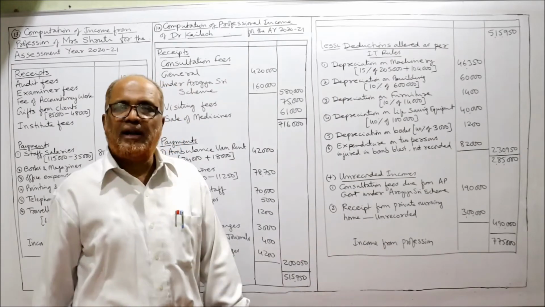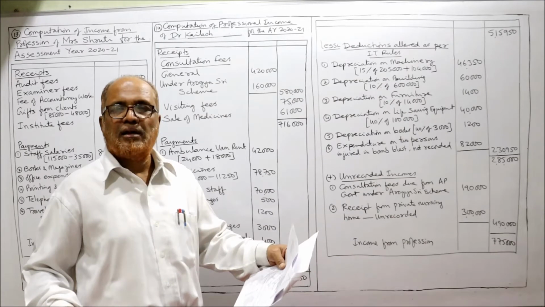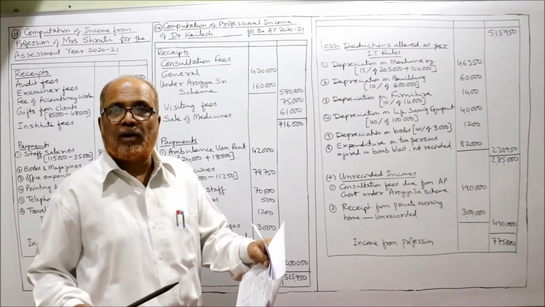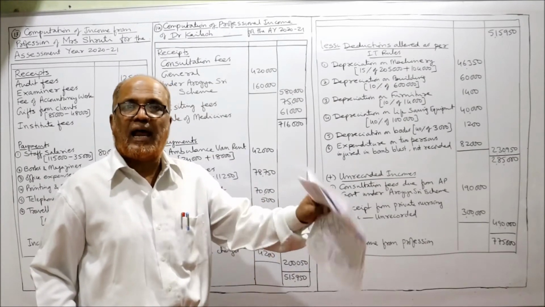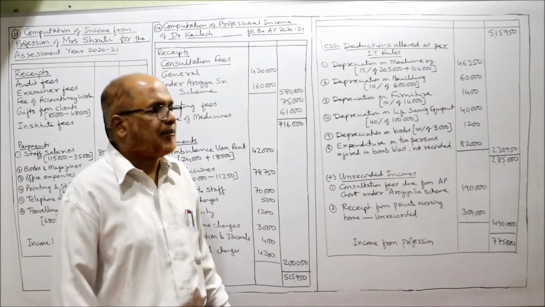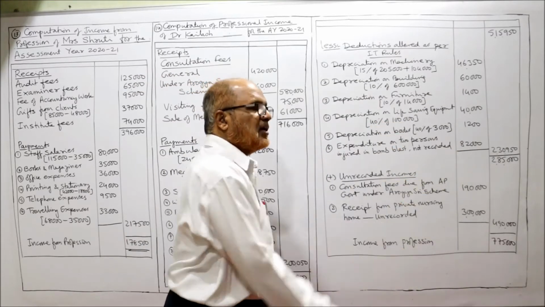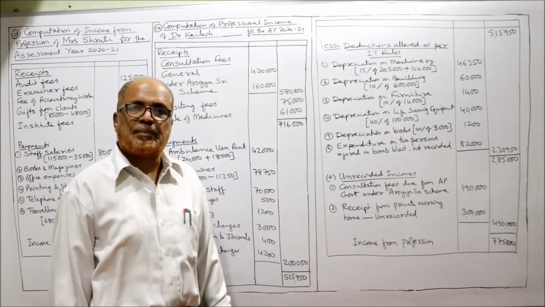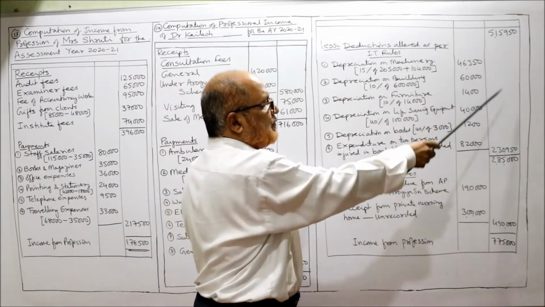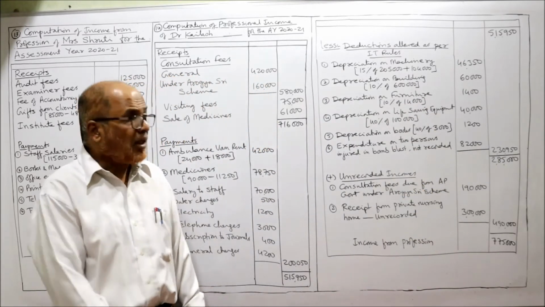Last one, expenditure on 2 persons who were injured in bomb blast. The expenditure incurred is not recorded, but the Income Tax Act will allow it because it's a revenue expenditure of the SSC, 82,000. Now take the total of these deductions, 2,30,950. Subtract: 5,15,950 minus 2,30,950, 2,85,000.